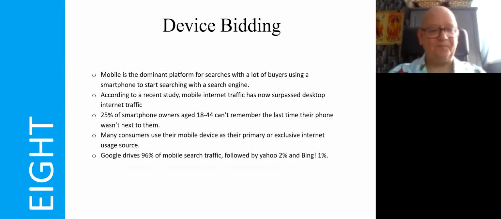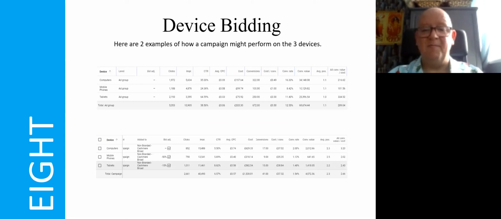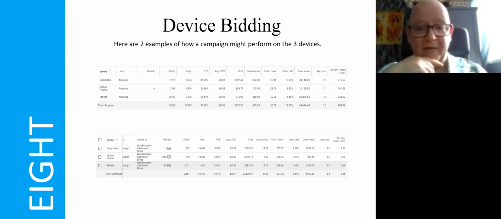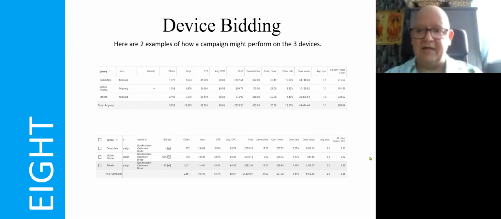I wonder. Many consumers use their mobile device as a primary or exclusive internet usage device, so they don't have a desktop. And Google drives 96% of mobile search traffic, followed by Yahoo on 2% and Bing on 1%. So as you can see, device bidding is a massive thing now. There's a couple of examples of how it might perform differently on a device.